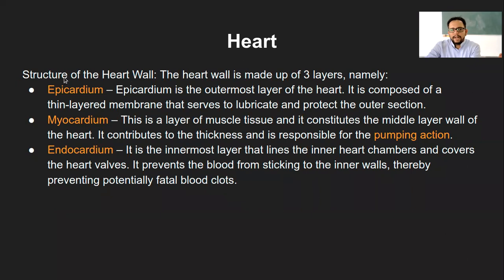Okay, so looking at these three layers of the wall, as I said, the outermost will be parietal, then the visceral, then epi, then myo, and then endocardium. Epicardium is the outermost layer of the heart, not the outermost part of the external heart. I hope you are understanding this particular part. So the outermost layer of the heart is known as epicardium. Epi stands for outer, right? And it is composed of a thin layered membrane that serves to lubricate and protect the outer section.